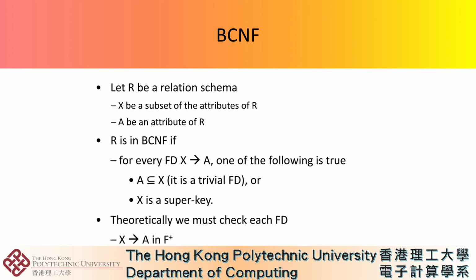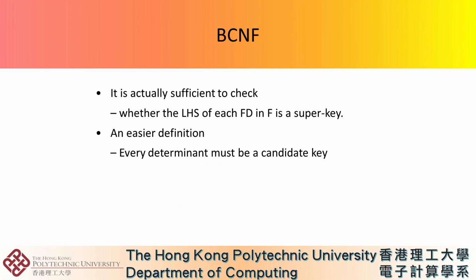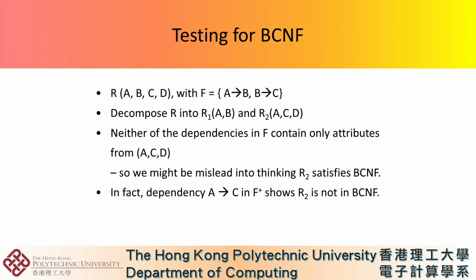Theoretically, we must check each functional dependency X functionally determines A in F plus. It is actually sufficient to check whether the left-hand side of each functional dependency in F is a superkey. An easier definition: every determinant must be a candidate key. Then I will show you a test for BCNF.